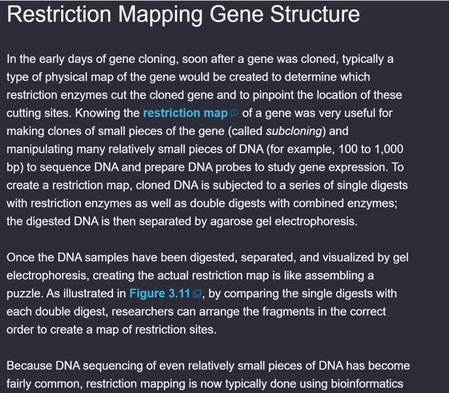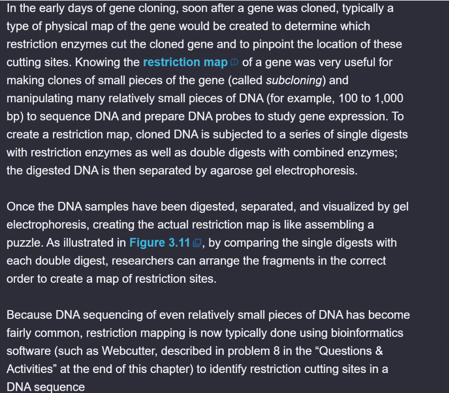Restriction mapping gene structure. In the early days of gene cloning, soon after a gene was cloned, typically a type of physical map of the gene would be created to determine which restriction enzymes cut the cloned gene and to pinpoint the location of these cutting sites. Knowing the restriction map of a gene was very useful for making clones of small pieces of the gene, called subcloning, and manipulating many relatively small pieces of DNA, for example, 100 to 1000 bp, to sequence DNA and prepare DNA probes to study gene expression.